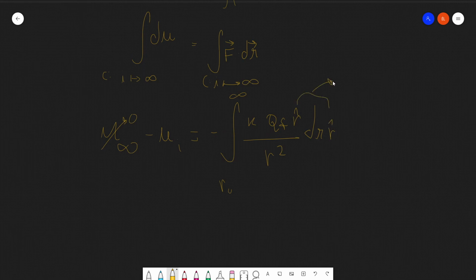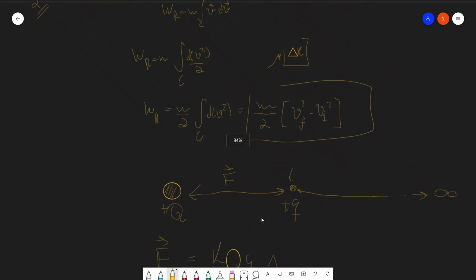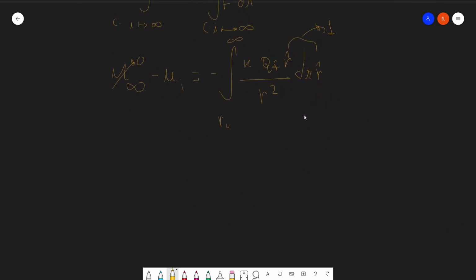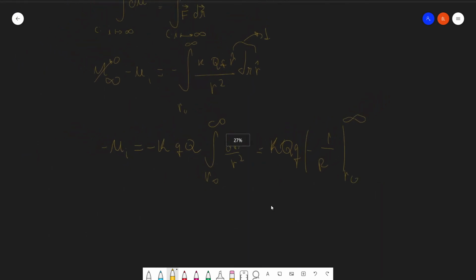So this is going to equal 1, of course, because you're using the same rule I wrote here. The unit vector times itself equals 1. And then you have minus U equals minus kQq times the integral from r0 to infinity of dr over r squared. And this is a very easy integral to do, so this is kQq times minus 1 over r, evaluated from r0 to infinity, another easy limit, and this is going to equal eventually kQq over r.